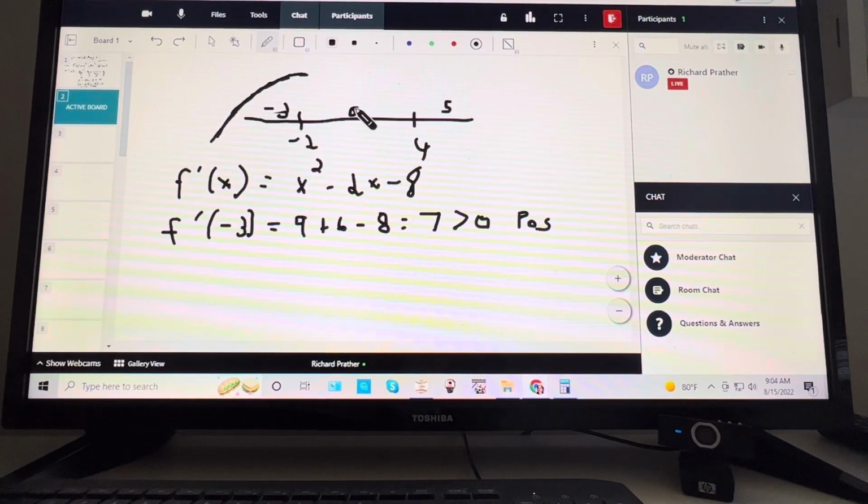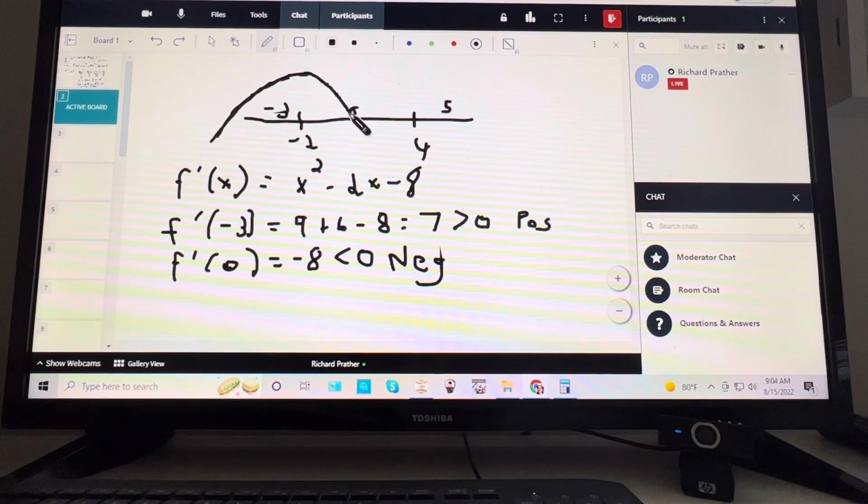Now I have to check the next test point. This will tell me if it's going to keep going up or turn around and go down. So f prime of 0, that's easy, it's negative 8. So it did switch to negative, and therefore it's now decreasing at that spot. So that is a local maximum by the first derivative test. Our derivative switched from positive to negative at a critical number. That's a local maximum. So there's a local maximum at x equals negative 2. We don't know the y value of it, but we'll do that at the end.